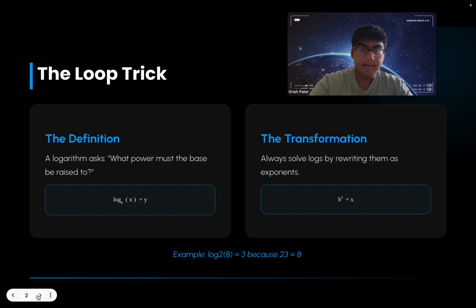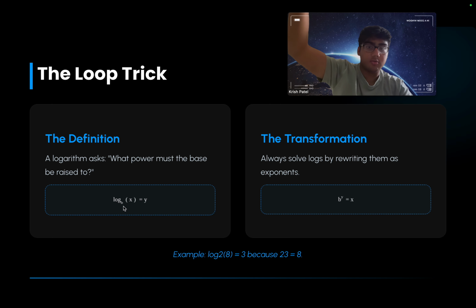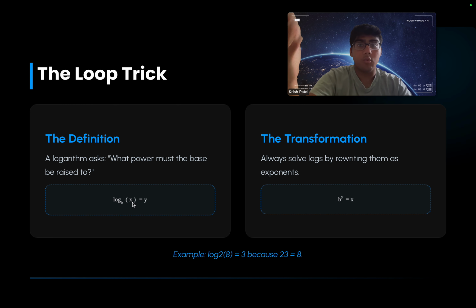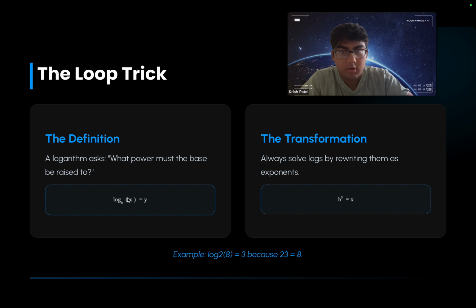A log is kind of asking what power should the base be raised to. So this b is our base, right? What power does it need to be raised to, which is y, to equal x? That's how I always think of a log. That x right here is your answer, this is your base, and this is your exponent.